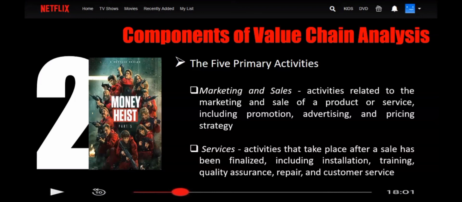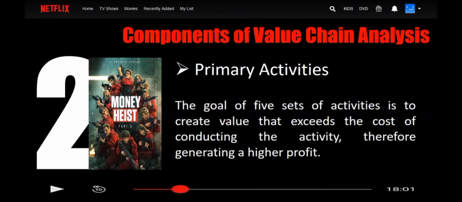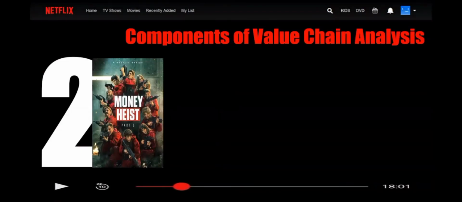For an e-commerce company, this could include repairs or replacements or a warranty. And that concludes our primary activities. The goal of each set of activities is to create value that exceeds the cost of conducting that activity, therefore generating a higher profit.